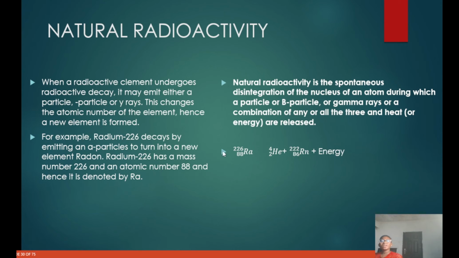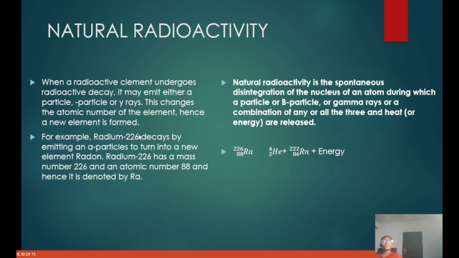Before, John Dalton said an atom is indivisible. Can you see what this atom has done? It has split into another atom by disintegrating. And it emitted what? The alpha particle. Don't forget, the alpha particle has what? The mass number 4 and proton number 2.